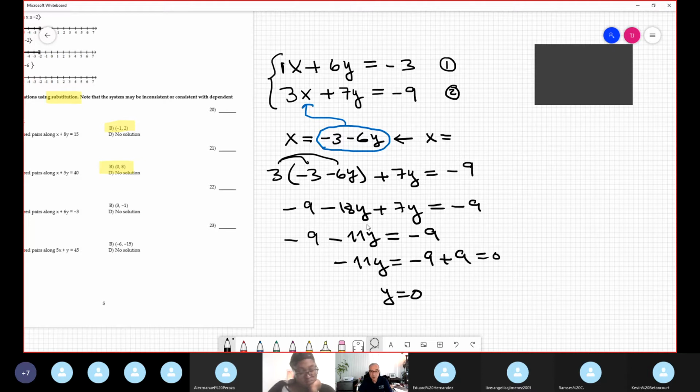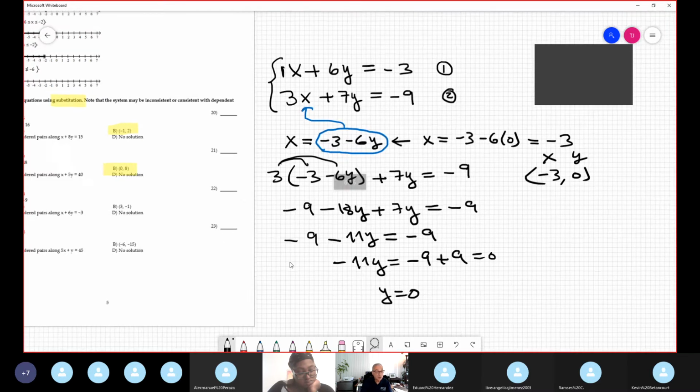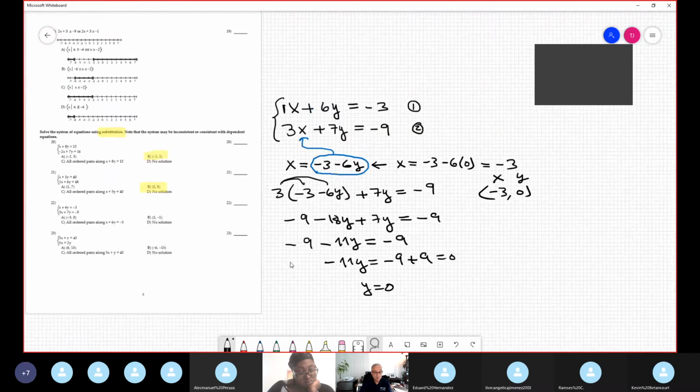In order to find the x value, it is minus 3 minus 6 times 0, which is obviously 0, and the answer is negative 3. And the solution is minus 3, 0. Remember, x is the first component, y is the second by agreement, and you need to respect this.